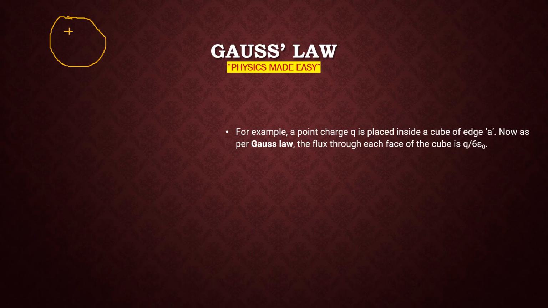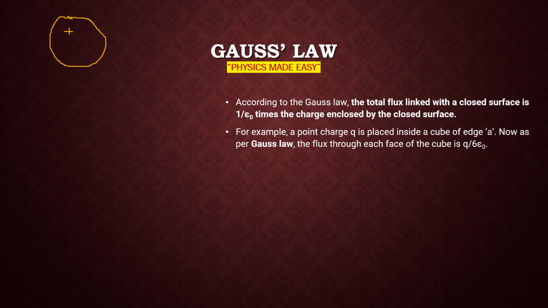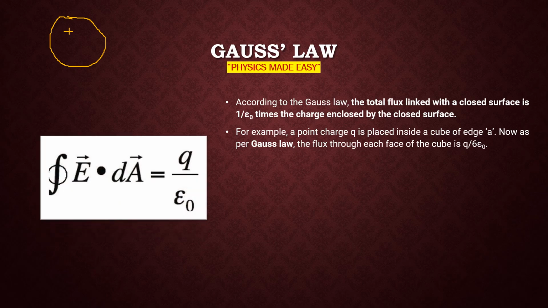Now if we want to find the flux through each face of the cube, then again we use Gauss law. So what is Gauss law? What is its main purpose? So here is the definition: Gauss law explains the total flux linked with a closed surface, and that is equal to 1 by epsilon naught times the charge enclosed by the closed surface. So we can use Gauss law to find the total electric flux through any closed surface.